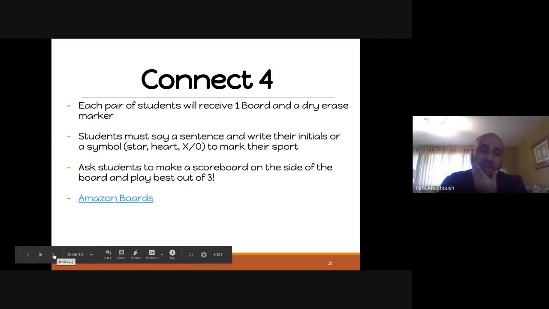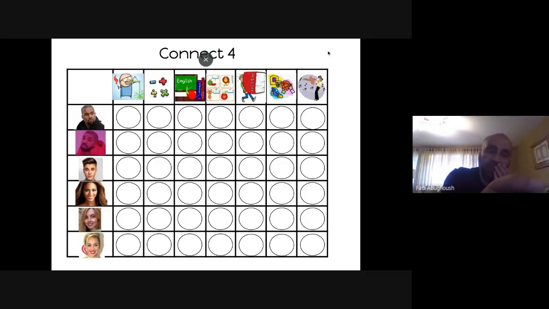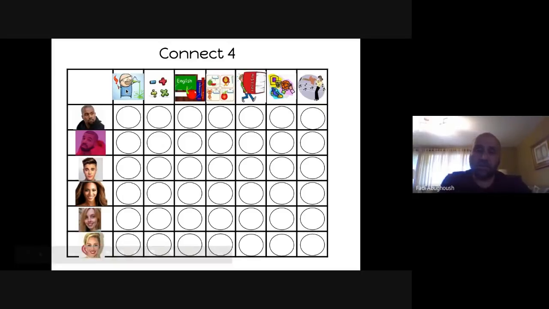So the game is like this. You put pictures on the left, pictures of people, famous people, and pictures of activities on the top. So this tab is from a colleague in my school. Her name is Ustaza Brittany. She teaches Arabic too. And this is about subjects.